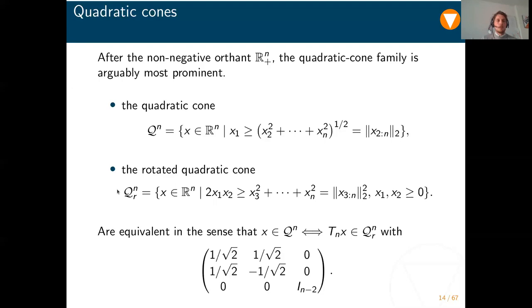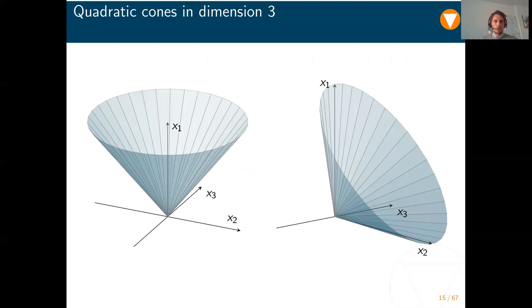Here are some pictures of these two cones in dimension 3. In general, they can be higher dimensional, but for the sake of being able to make a picture, we have them in dimension 3. On the left, we have the quadratic cone itself. Now you see why exactly this is called the rotated quadratic cone. It's just rotated by 90 degrees in the x1, x2 plane. You might have seen these pictures before. The quadratic cone is sometimes also called the Lorentz cone or the second order cone, or more informally, the ice cream cone. But this is exactly the same thing. So that's the object we are talking about.